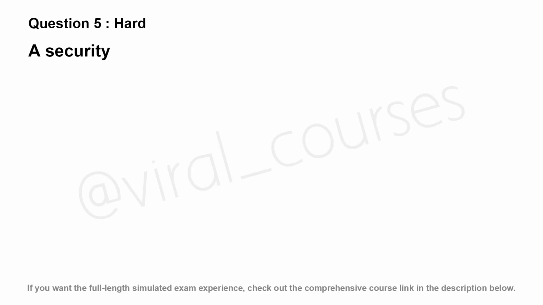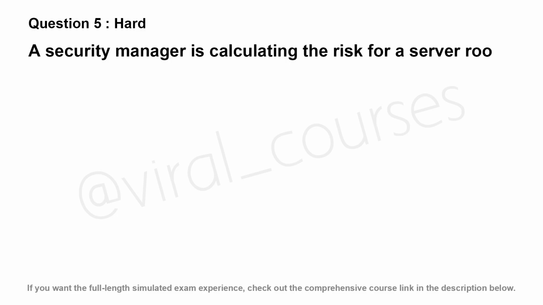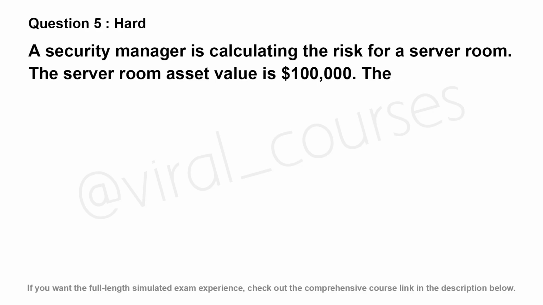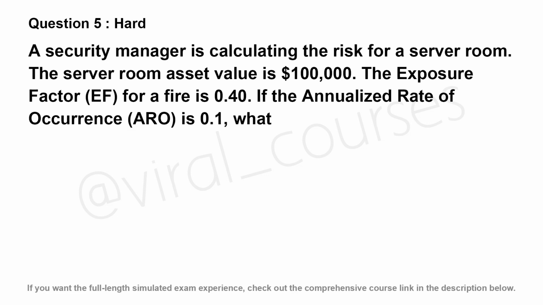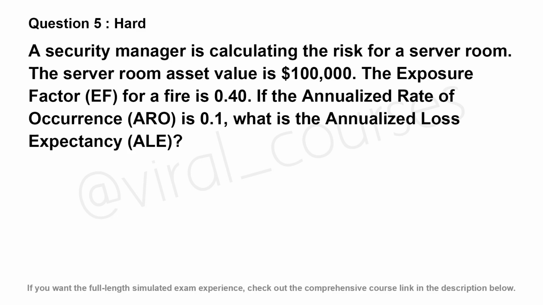A security manager is calculating the risk for a server room. The server room asset value is $100,000. The exposure factor, EF, for a fire is 0.40. If the annualized rate of occurrence, ARO, is 0.1, what is the annualized loss expectancy, ALE? Option A, $4,000. Option B, $10,000. Option C, $40,000. Option D, $14,000.